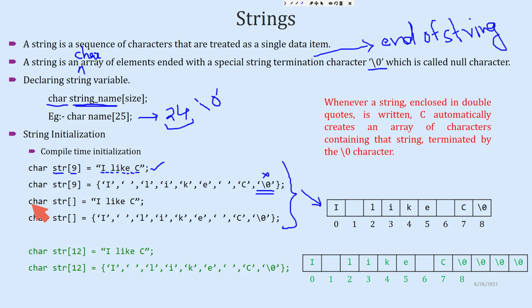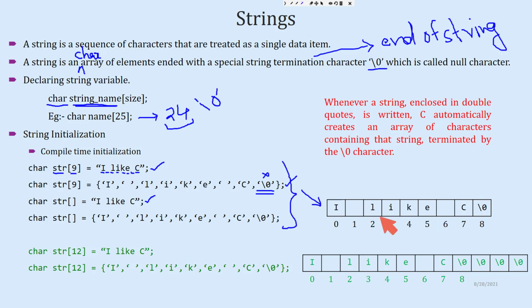So this is another way of compile time initialization. I hope you are clear with this. Here the array size is not specified. What happens is, an array of size 9 will be created automatically and the values will be stored. So the equivalent array will look like this.